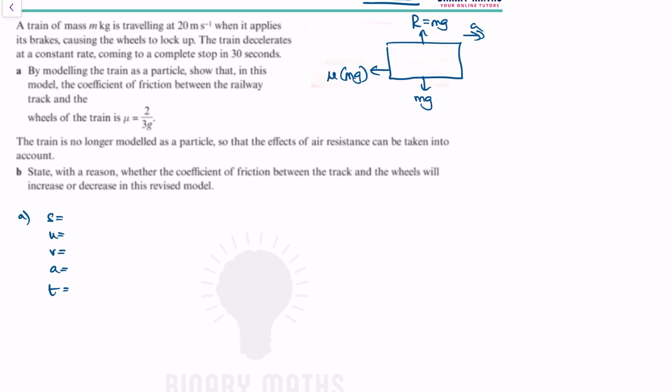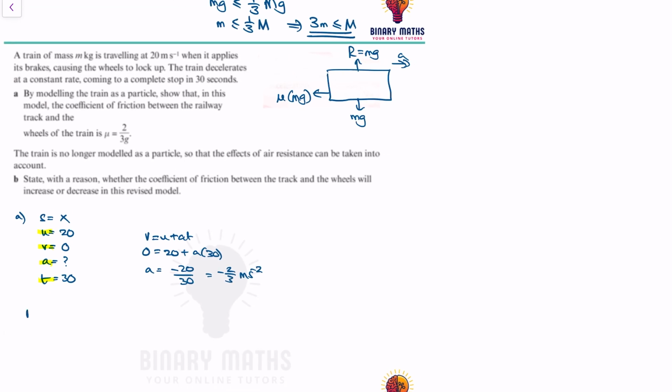so we don't know how much it's traveled. We know the initial speed is 20. We know it comes to a rest eventually. Acceleration is what we're trying to find out. Time is 30 seconds. So we've got SUVAT: v is equal to u plus at. 0 is equal to 20 plus a times 30. So a is equal to negative 20 over 30, which is equal to minus 2 over 3 meters per second squared.